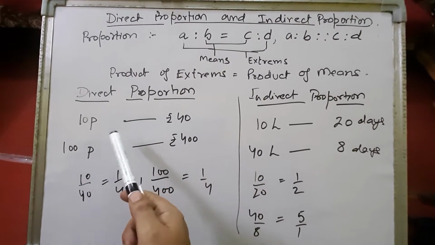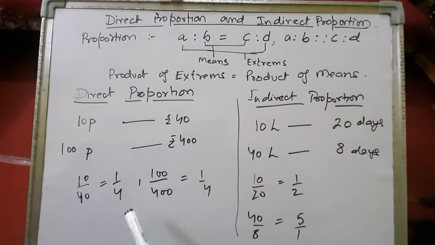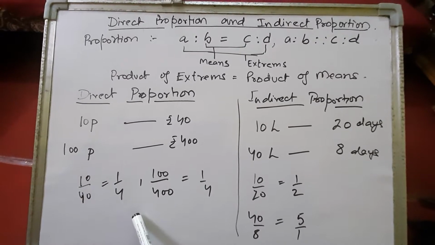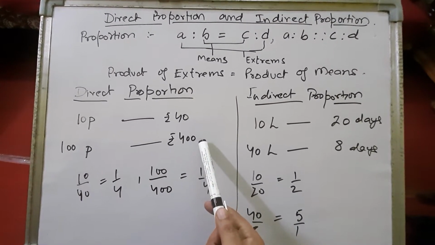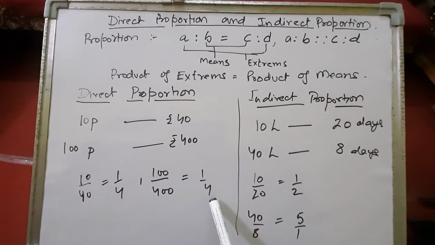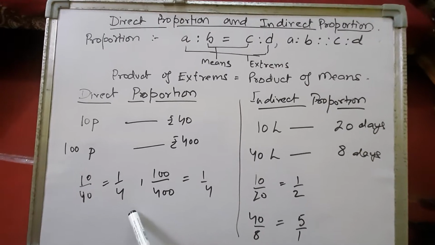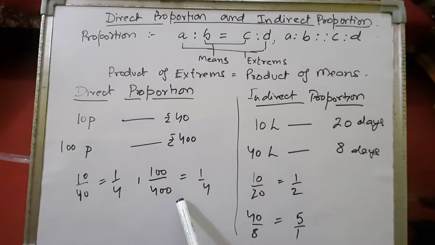Now let's calculate the ratio in the first condition. 10 pencils, 40 rupees, the ratio will become 1:4. Let's calculate the ratio in the second condition. 100 pencils cost 400 rupees, 100 upon 400 again equals 1/4. You can see here, children, the ratio has not changed. The ratio is the same. Right.